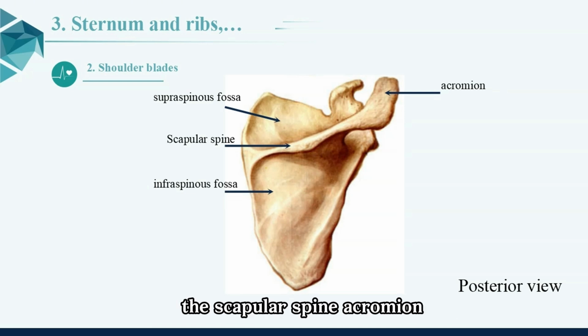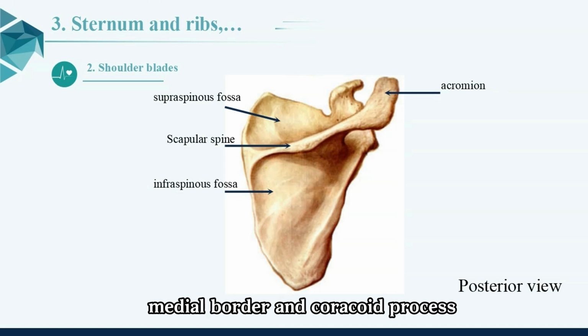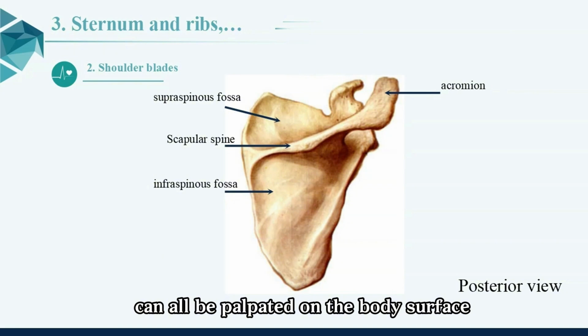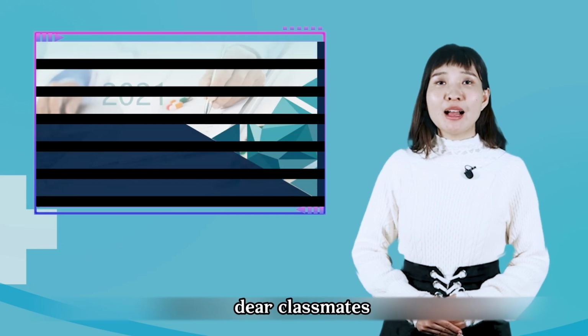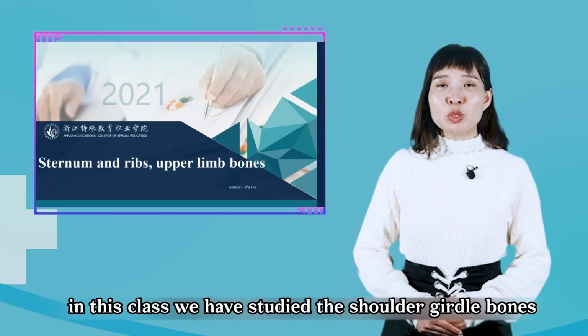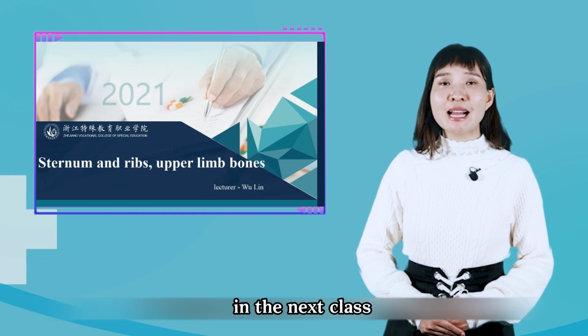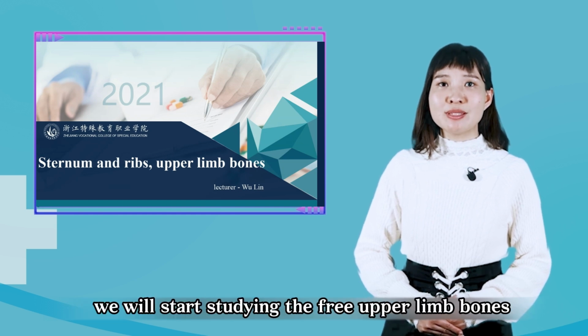The scapular spine, acromion, inferior angle of the scapula, medial border, and coracoid process can all be palpated on the body surface. Dear classmates, in this class, we have studied the shoulder girdle bones. In the next class, we will start studying the free upper limb bones. Thank you.